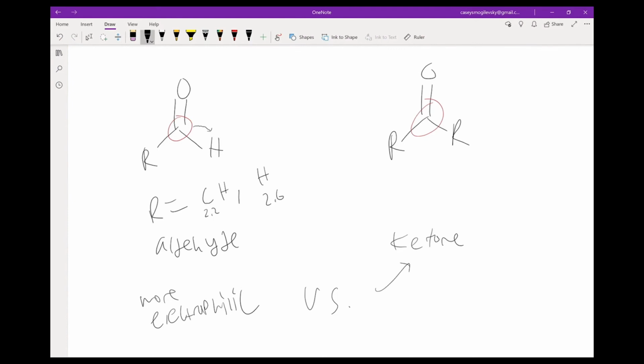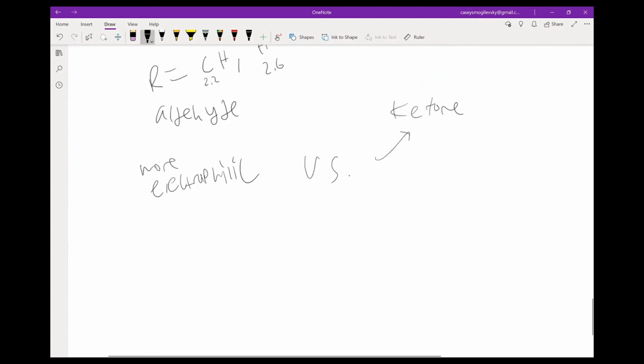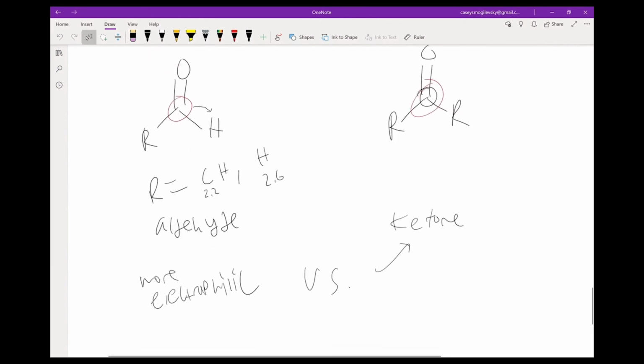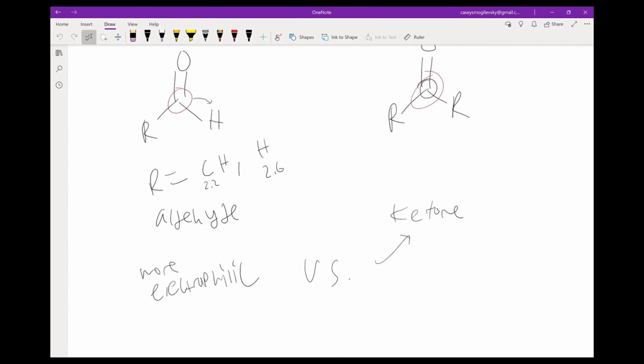So they're similar in electronegativity. What this means is that this is less electrophilic because there's more electron density right here, because there are more methyl groups, ethyl groups, benzyl groups, what have you, attached directly to it. Versus this aldehyde right here has one hydrogen that's not really donating its electron density. It's not sharing as much compared to another carbon. As you can imagine, that makes the aldehydes more reactive, more electrophilic.